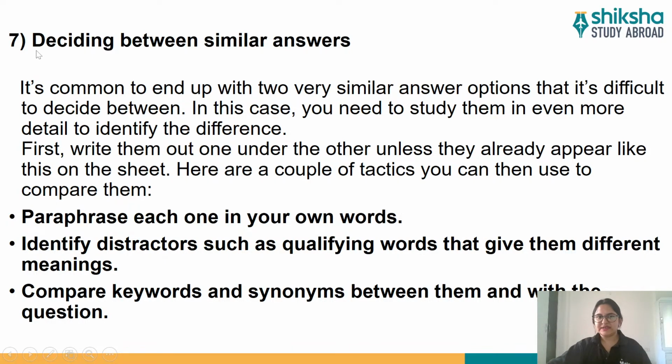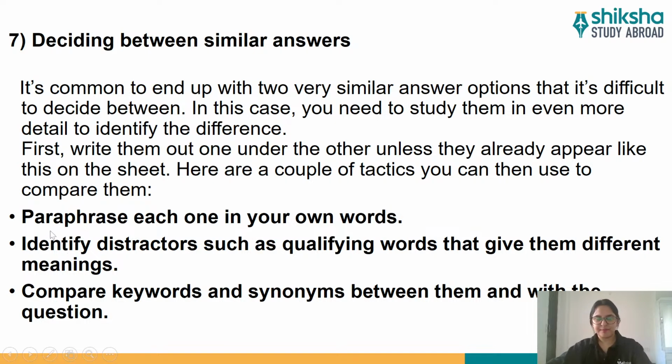Now, seventh is deciding between similar answers. It's common to end up with two very similar answer options, that is, it's difficult to decide between them. In that case, you need to study them in even more detail to identify the difference. First, write them down one under the other unless they already appear like this on the sheet. Here are a couple of tactics you can use to compare them. So let's see what are the tactics of handling multiple choice questions in IELTS reading.